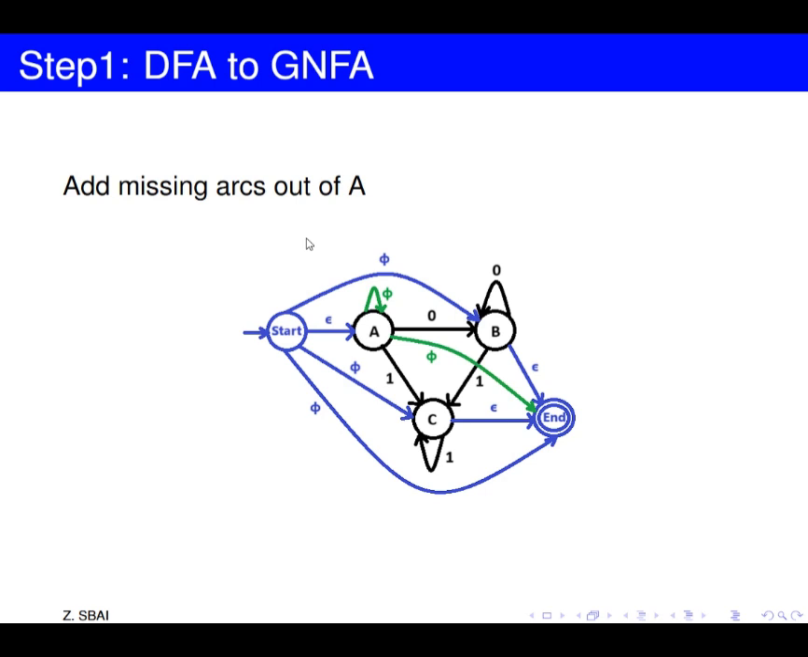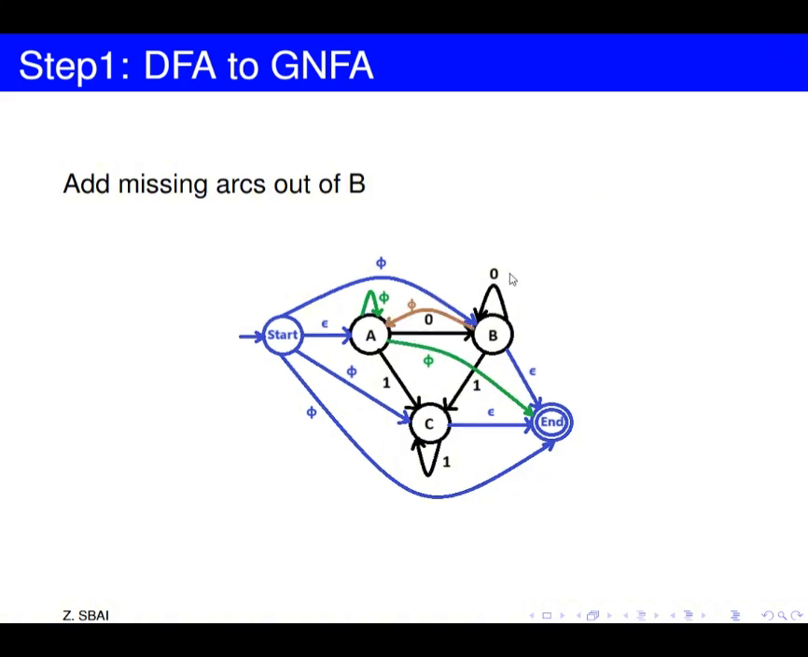Now we will add the missing arcs out of A. As you may see here, the edges going out of A are this one going to B and this one going to C. So we will need to add an edge to itself and another edge to the state end. And these two edges will be labeled by empty set. Now for B, there's one edge which is missing, this one from B to A. So we will add it and we will label it by the empty set regular expression.